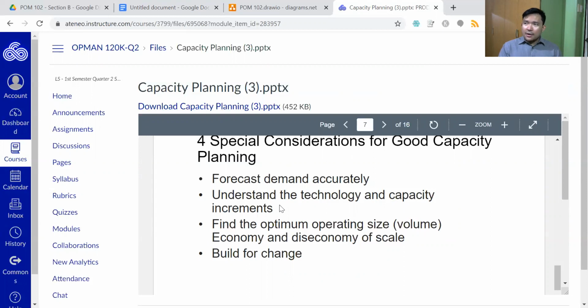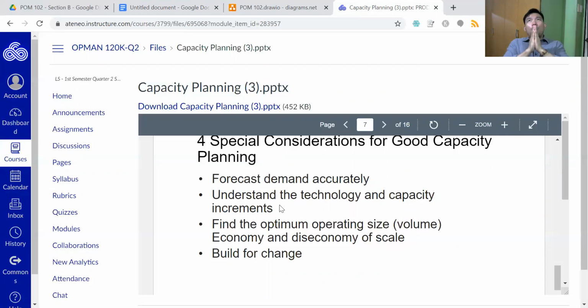Let's take fixed cost, for example. The higher your volume, the lower your fixed cost is on a per unit basis. That happens because you're spreading out your cost to a lot more items. So identifying the optimum size will allow you to maximize that economies of scale. Sometimes you have to match the capacity with the demand in order to get the most out of economies of scale.